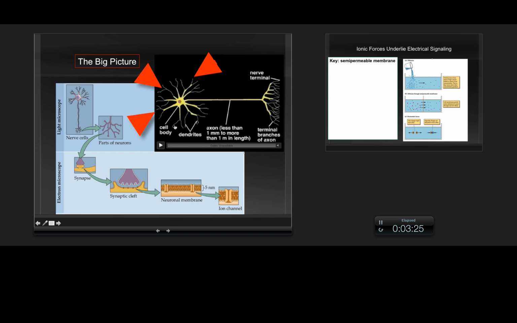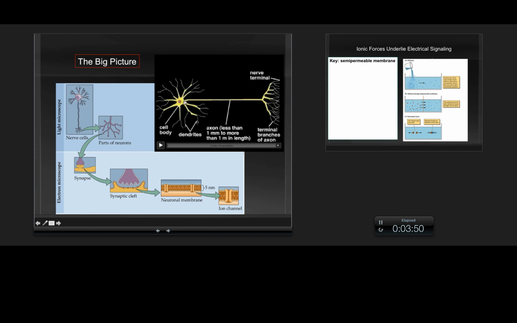We get input through the dendrites. They get summed up in the soma at the axon hillock. Well, the soma is the cell body, contains a nucleus and other important organelles. And then the electrical signal is propagated once the membrane potential reaches threshold, propagated down the axon to the presynaptic button.